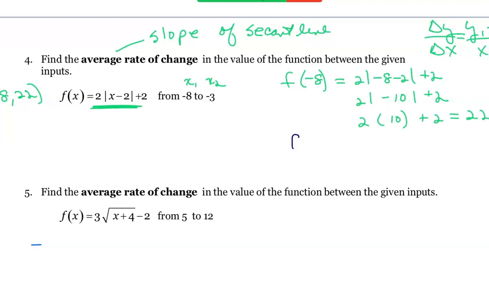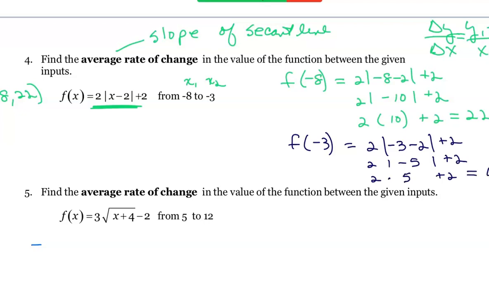So you're going to say, let me evaluate it at x is -3. So this is going to be 2 times, and then wherever I have the x, I'm going to put a -3 minus 2 plus 2. Once again, do the math inside the absolute value. That gives you -5. Take the absolute value of -5 and you get a 5. That's multiplication, and then add 2 to it. That is equal to 12. So my other point is going to be -3, 12.